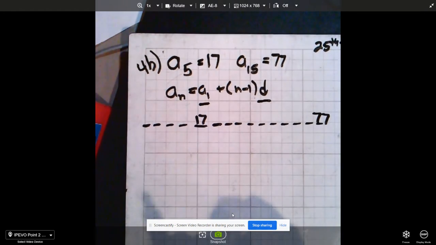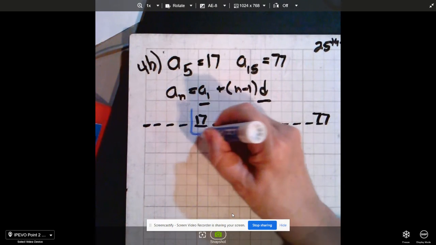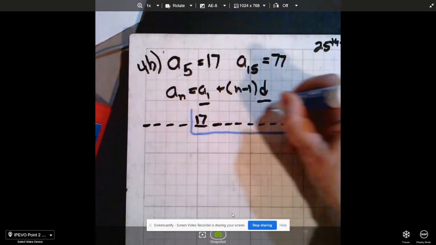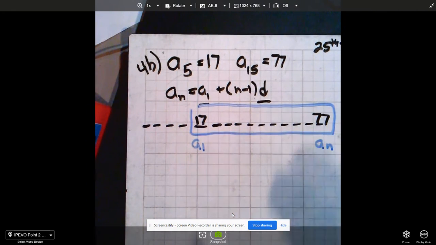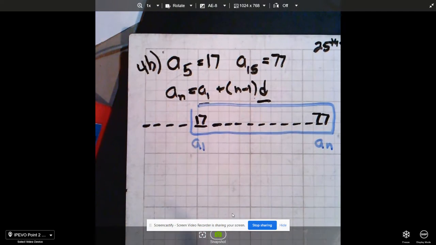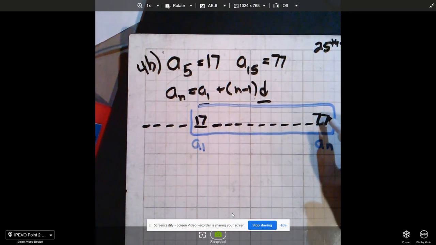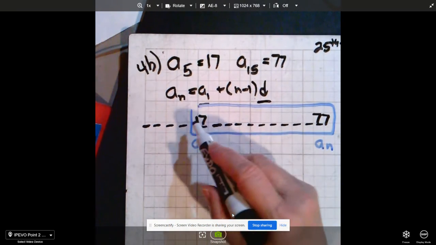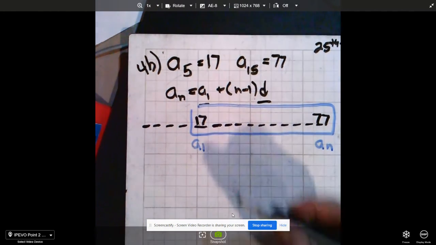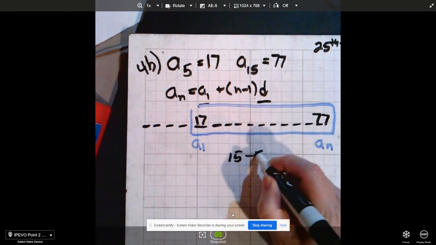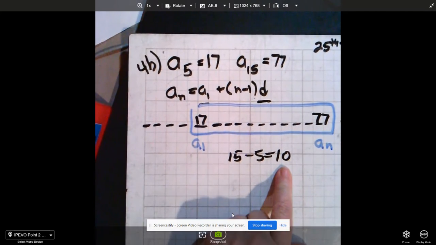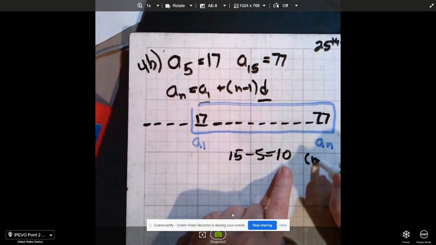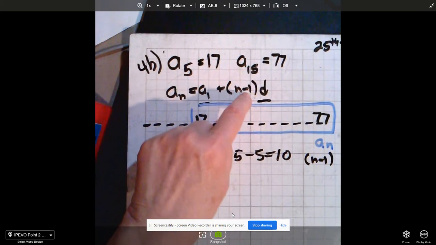So I'm going to say, well, let's just pretend that this is my sequence right here, in which case I'm going to use this as A1 and this is AN. If I can do that, then I can go ahead and find D. Well, if I start at 15 and go to 5, or start at 5 and go to 15, 15 minus 5 is 10. But remember, that is actually giving you the number of differences. That's actually giving you N minus 1, which is fine because that's what I want to know.